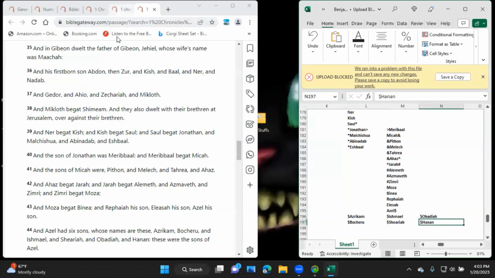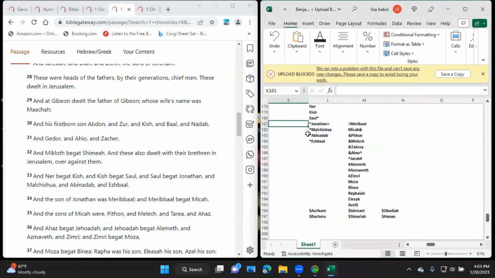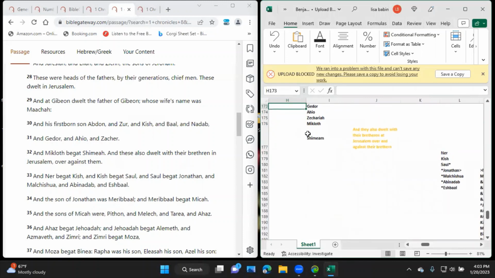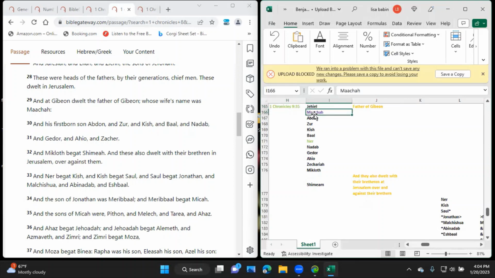We're going to jump back to chapter 8 and finish out the chapter. Should be the case that we can finish out this chapter with minimal work here because we've already done most of the work from chapter 9, but let's jump back and see if we can notice any differences, any changes, and kind of see what we got going on here. So jumping back to 1 Chronicles 8, verse 29, and at Gibeon dwelt the father of Gibeon, whose wife's name was Maacah. Got that. We got his name from chapter 9, Jehiel.